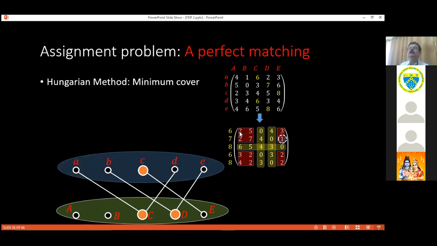Remaining all just subtract. This is 1, 4, 2, 7. 6 and 5 is unaltered. Don't disturb it. Only all those numbers inside red should be reduced by 1. All those numbers in the intersection should be increased by 1. The rest should be kept as it is.